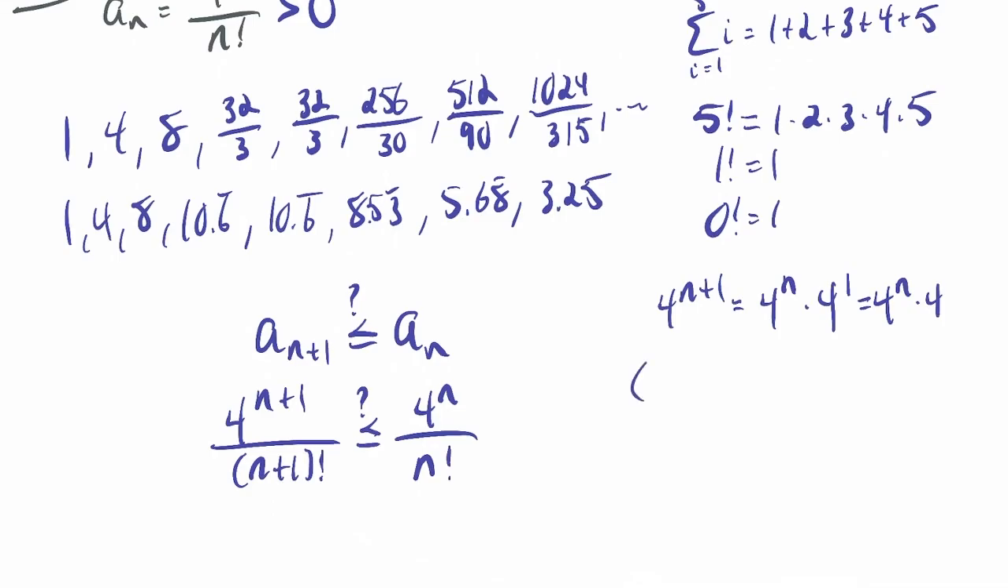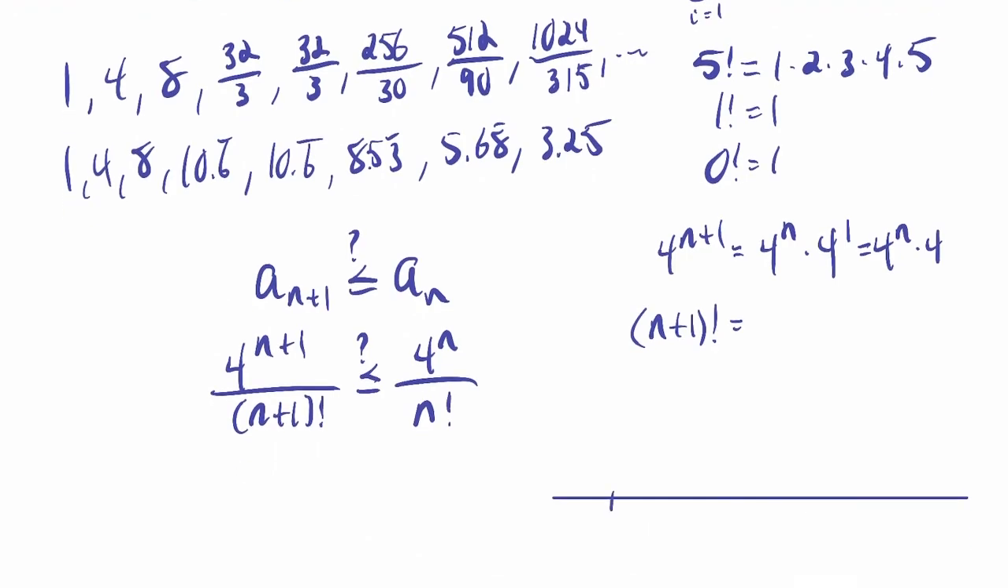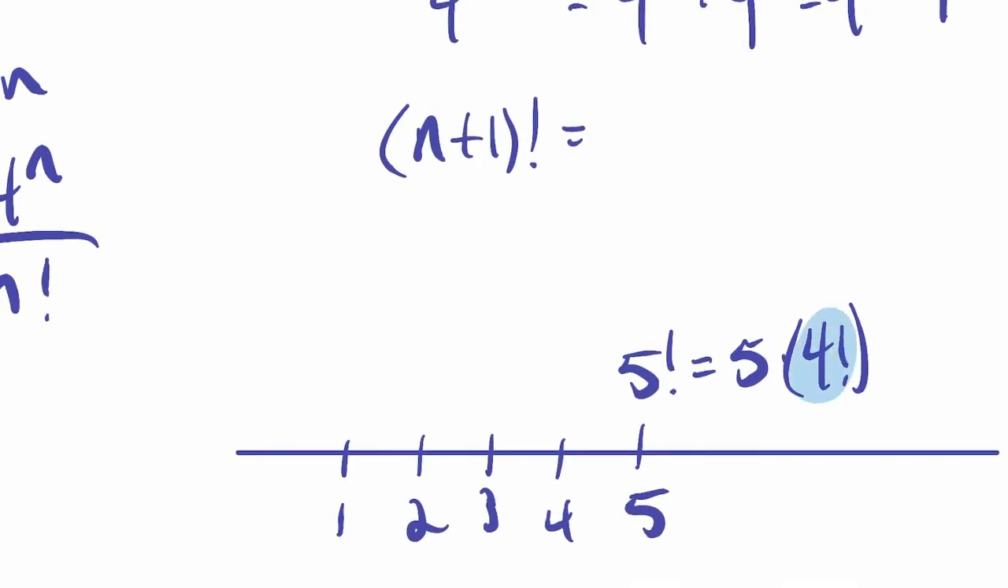The other thing I'm going to notice is the following. Because of the way factorials are defined, n plus 1 factorial means 1 times 2 times 3 times 4 times 5, dot, dot, dot, times n times n plus 1. If you think about numbers in a sequence, if I have 1, 2, 3, 4, 5, and I want 1 times 2 times 3 times 4 times 5, whatever your factorial is, you gather up everything from 1 up to that point, and you multiply. So 4 factorial is 1 times 2 times 3 times 4, right? So 5 factorial would be the same as 5 times 4 factorial, in parentheses if you want to be careful, right?